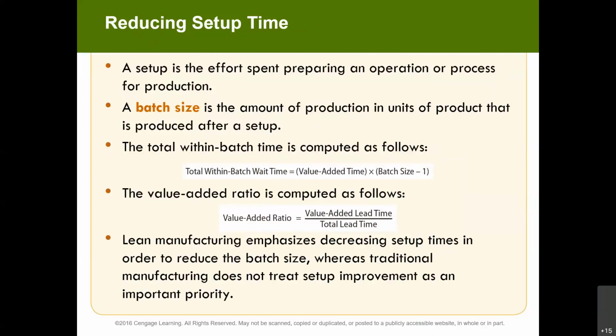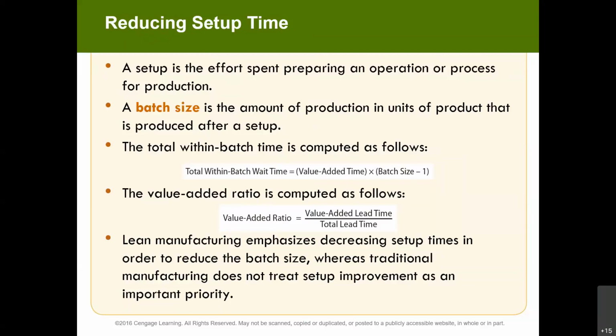In lean manufacturing, one of our objectives is to reduce the amount of time it takes for these types of processes. One method we use to reduce time is doing things in batches, and we talked about this in earlier chapters as well. In order to batch things, we create what's called batch sizes. This is the amount of production, in units of product, that is produced after a setup. We call that a batch size, also known as a run size.